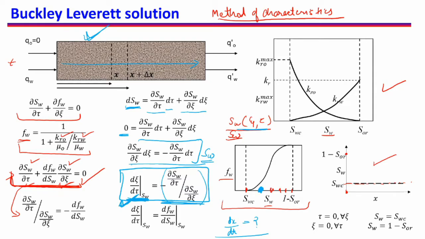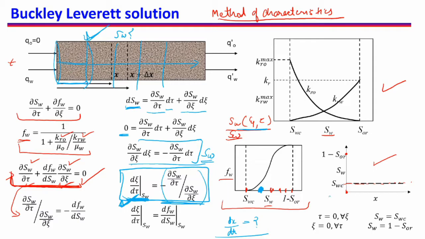For example, when that SW reaches x equal to 0, and from x equal to 0 it reaches x1, the time it would take to reach x1, d xi by d tau, will give me the velocity. Then when it reaches x2, x3, x4, this will give me the velocity of the saturation. So I will say it once more: d xi by d tau will give me the velocity of a particular saturation.